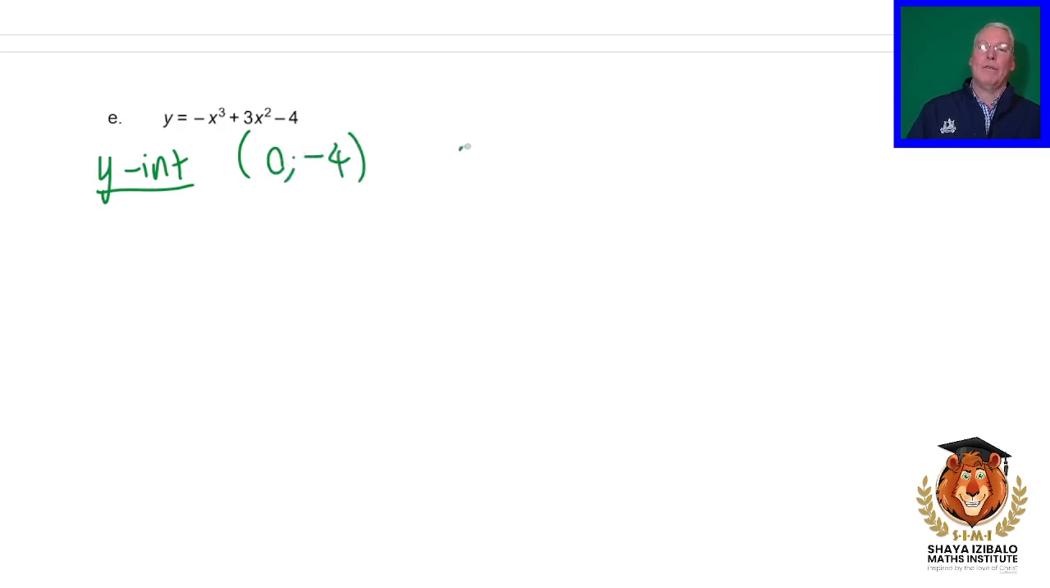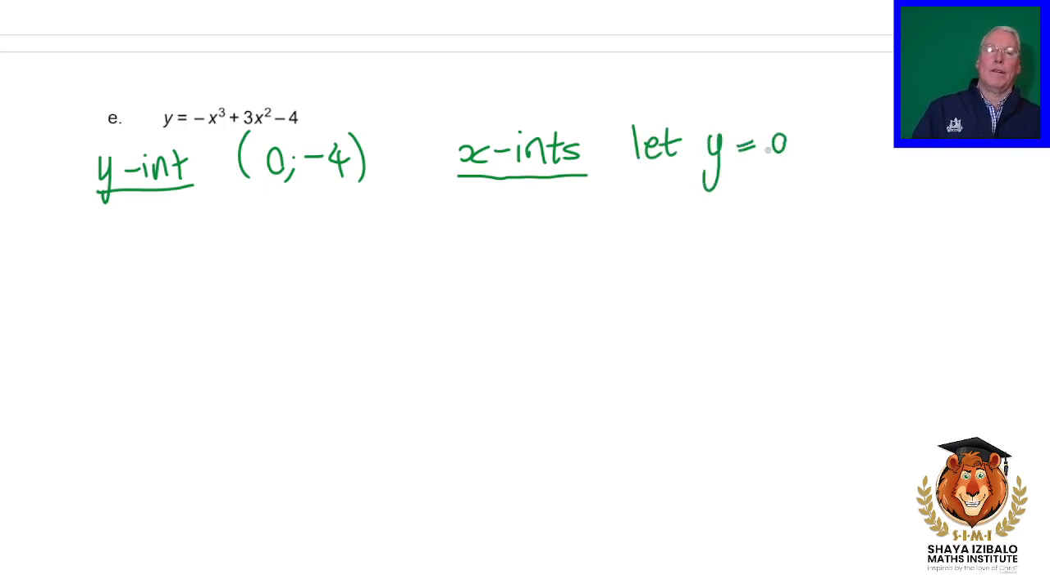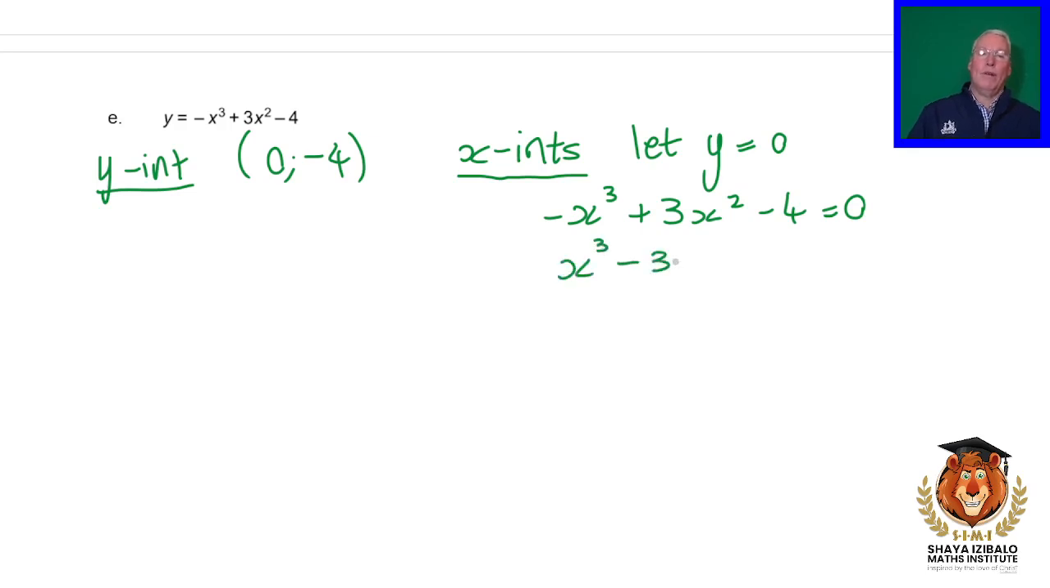Next up, we're going to look for our x-intercepts, and there will likely be more than one of them. All right, so we're going to let y be 0. Okay, so we're going to get -x cubed + 3x squared - 4 = 0. We're going to multiply everything through by -1. That's just a little bit nicer to deal with. Right, now we need to try and find a solution by inspection.